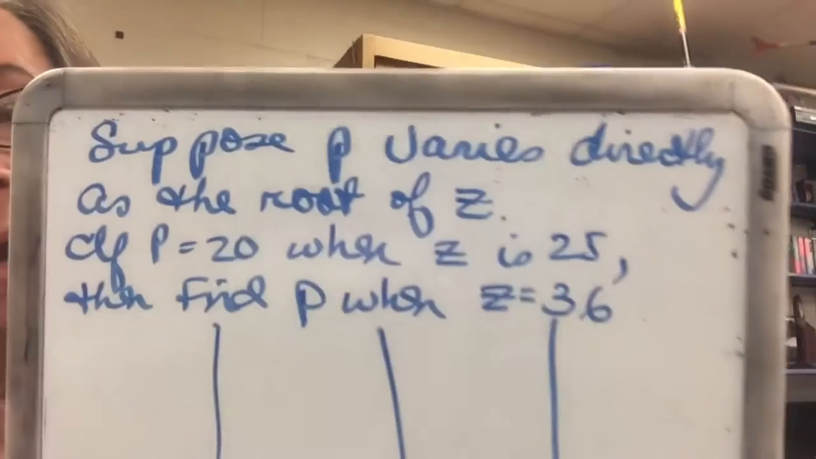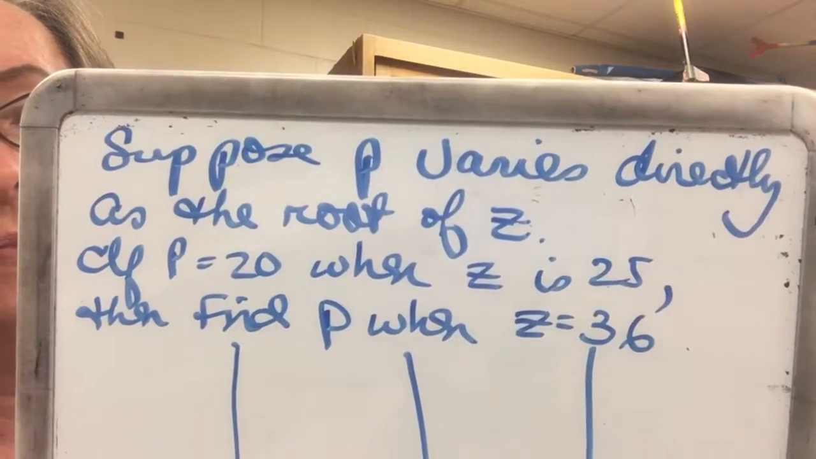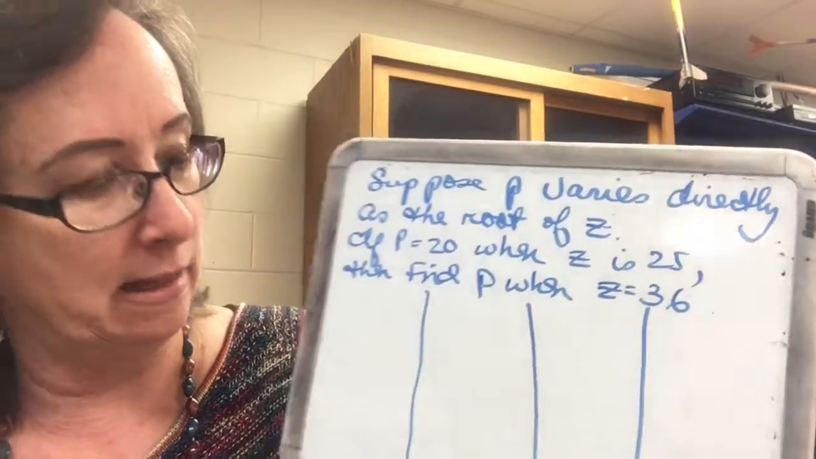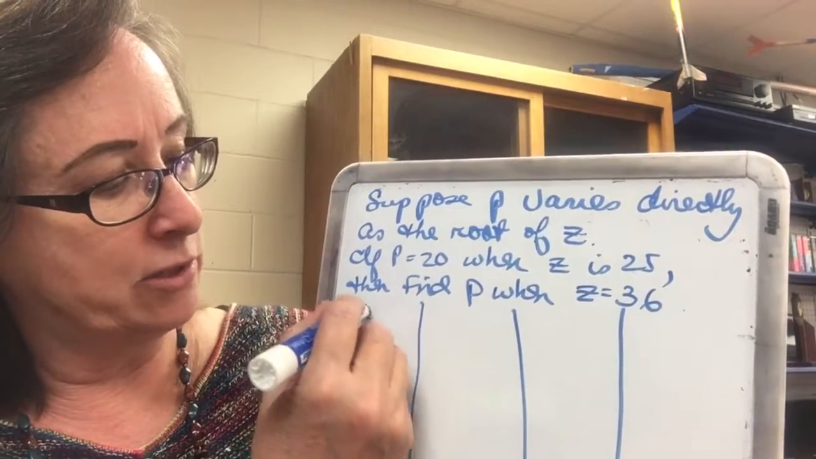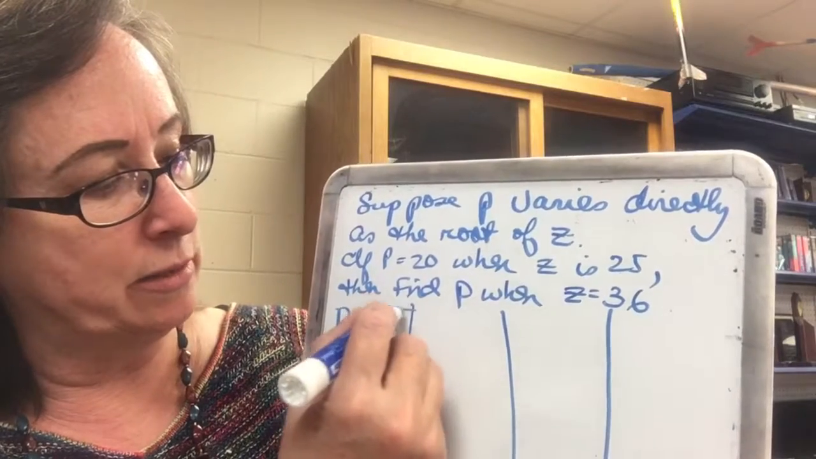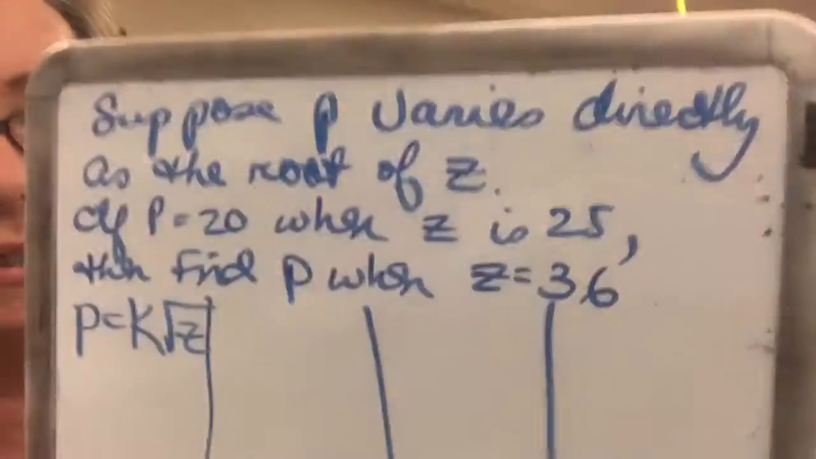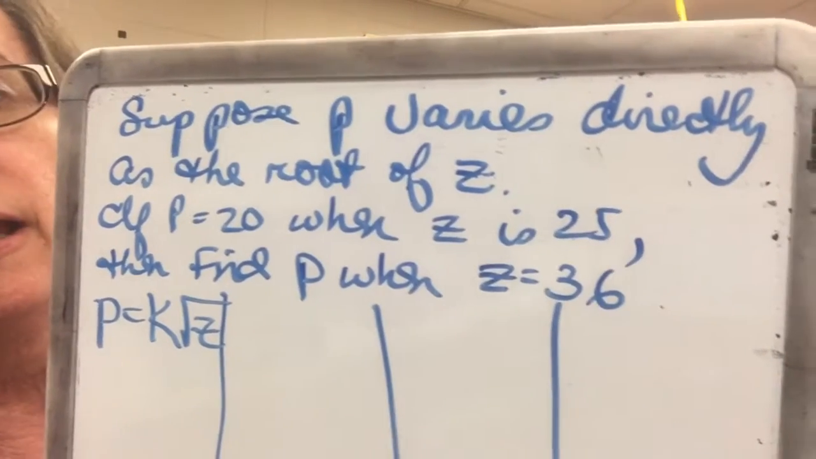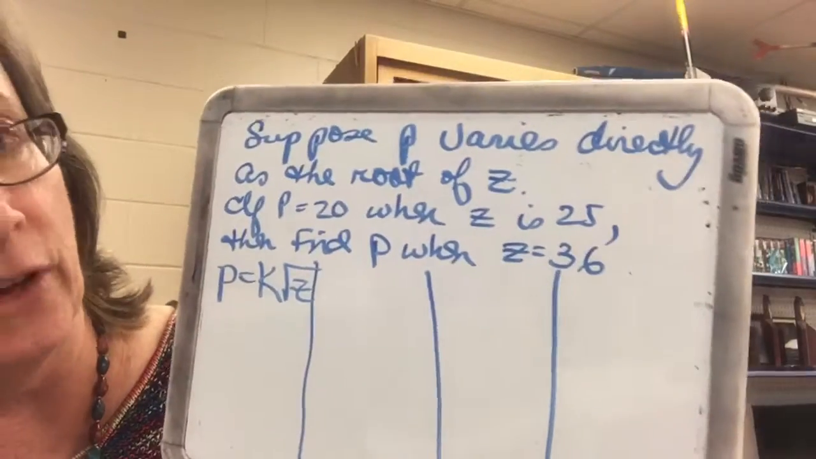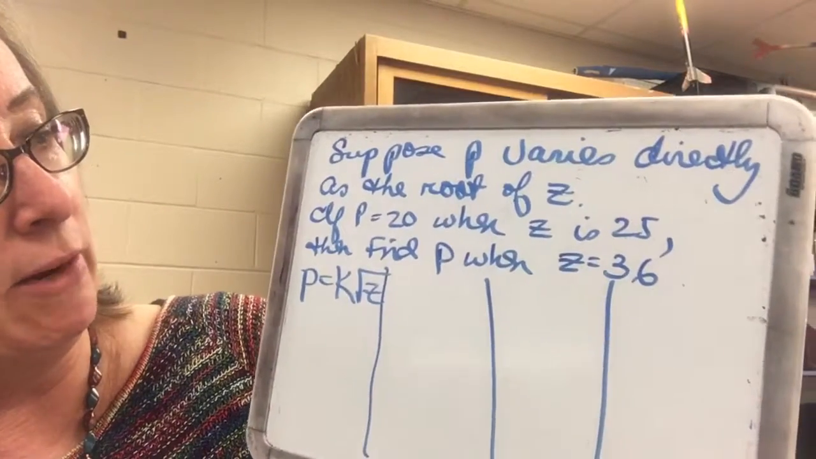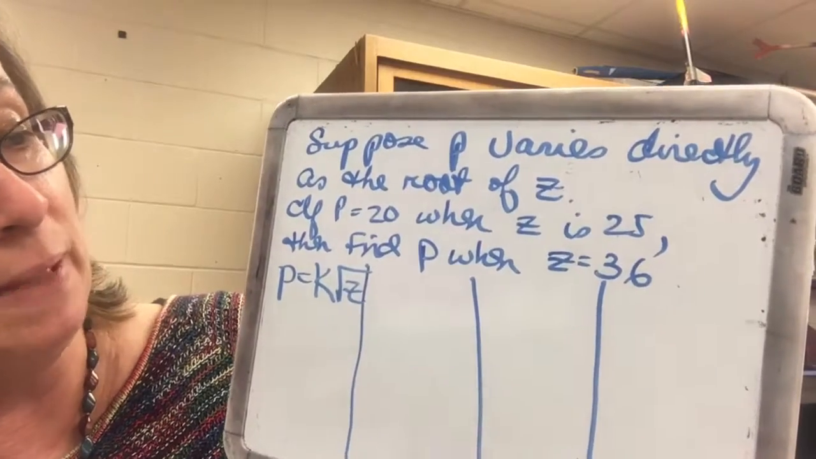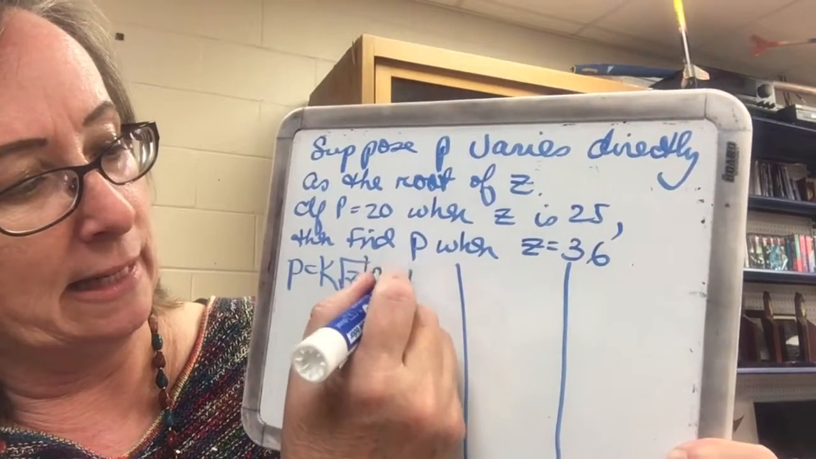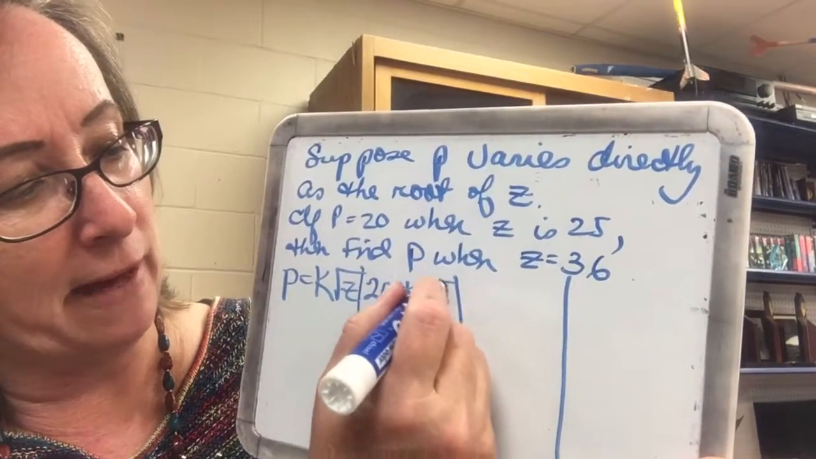Okay, so this is our problem here. It says, suppose p varies directly as the root of z. Now if it just says root, and it doesn't say square root or cube root or fourth root, we always assume it means the square root. That's our default there. So p varies directly as the root of z. If p is 20 when z is 25.